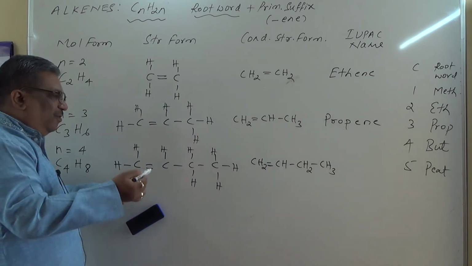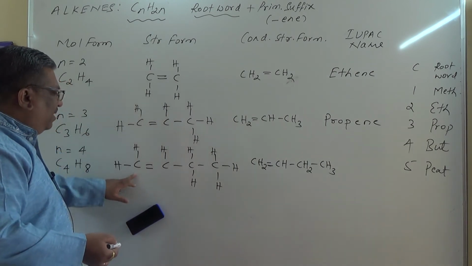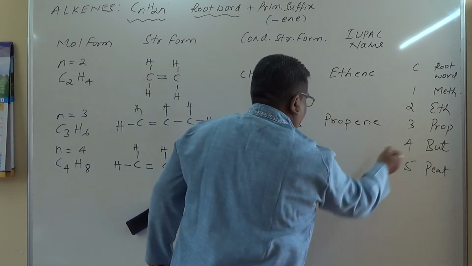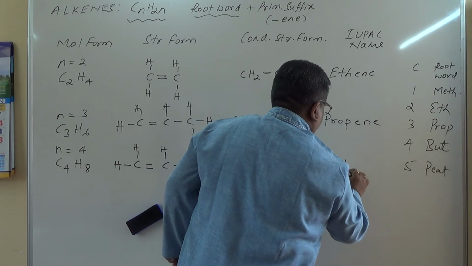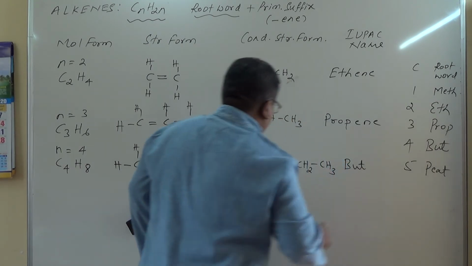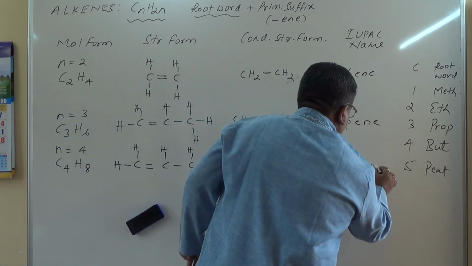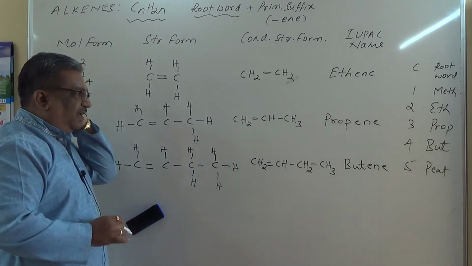Why is it so? You may end up with some branched chains also, which we are going to study later, but for the time being this is the longest chain. The number of carbon atoms is 4 here. For 4 carbon atoms in a parent chain, the root word is but. Is there a double bond? Yes, there is a double bond. Ene is the primary suffix. Butene.